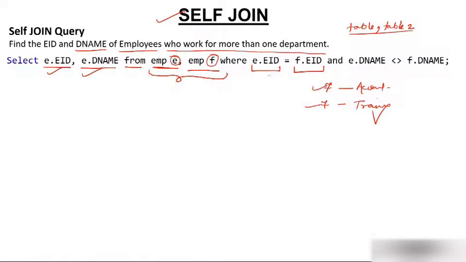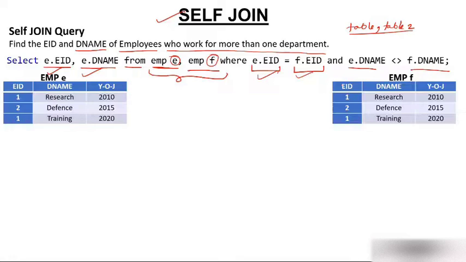So this is what I'm saying: E.EID is equal to F.EID, so both tables should have the same ID, but the department name of both tables will be different, because first I was working with accounts and now I'm working with training. So this is the complete query of self join. If you still have some confusion, then let's see it further.